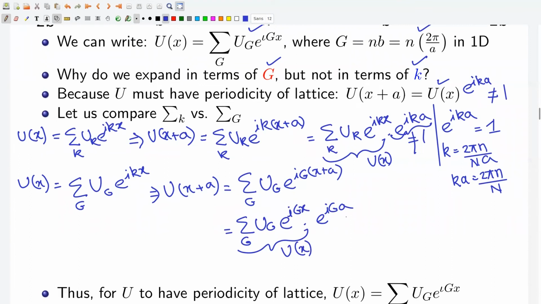Thus, if e power i g a is equal to 1, then we can say that u of x plus a is equal to u of x. Let us check that. So we know that g is equal to 2 pi n divided by a. That means g times a is equal to 2 pi n, where n is an integer.